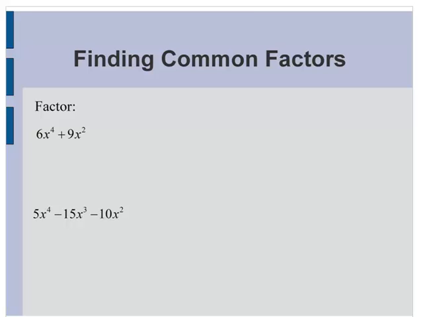So we first want to figure out what is the greatest common factor. To do that, what I like to do is for each term, write its factorization. So 6x to the fourth is 2 times 3 times x to the fourth. 9x squared is 3 times x squared. Now, we say to ourselves, what is in common between both of these terms? Well, the 3 is in common, and x is in common, but how much x?